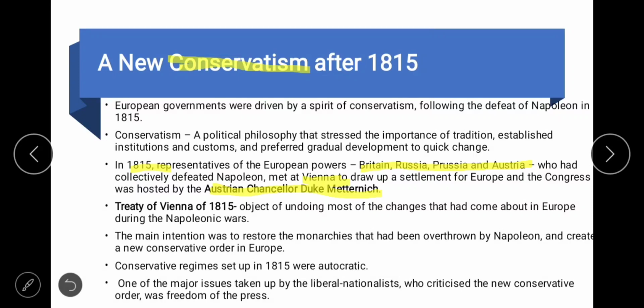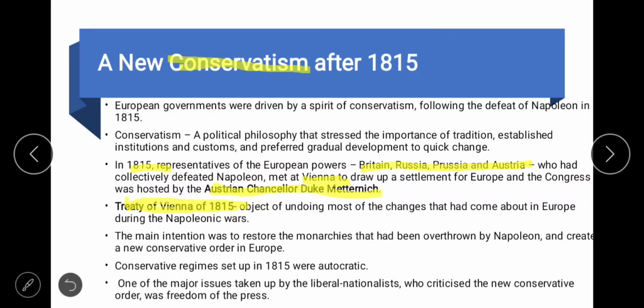And the delegates drew up the Treaty of Vienna of 1815. Very important topic, students. The delegates drew up the Treaty of Vienna of 1815 with the object of undoing most of the changes that had come about in Europe during the Napoleonic Wars. So the Bourbon dynasty, which had been deposed during the French Revolution, was restored to power, and France lost the territories it had annexed under Napoleon.